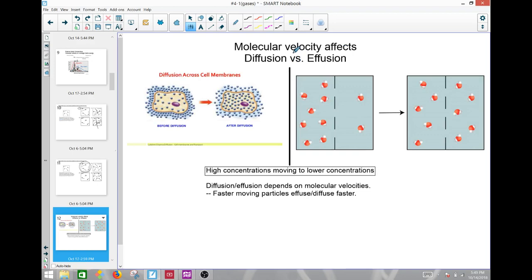Molecular velocity affects diffusion and effusion. So what is diffusion? What is effusion? Let's go ahead and jot this down here. Diffusion is a little bit different.